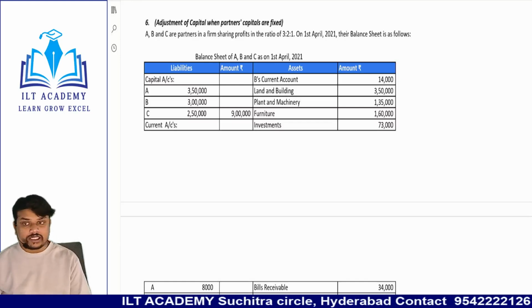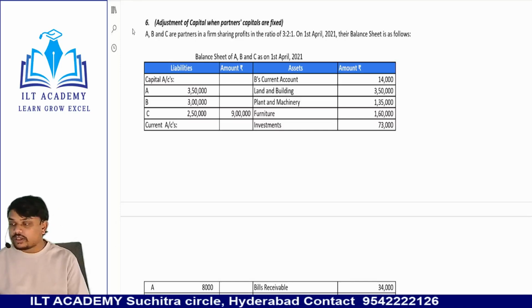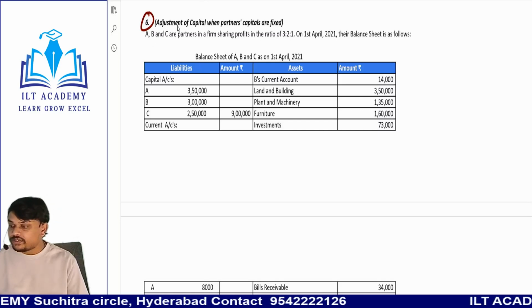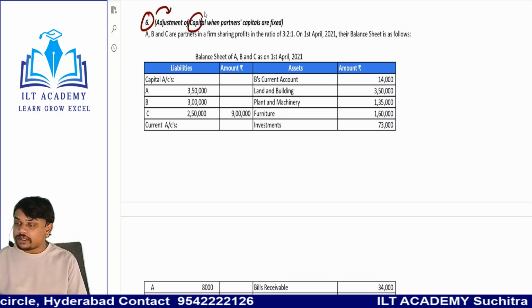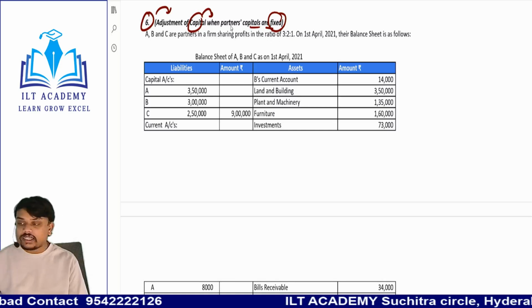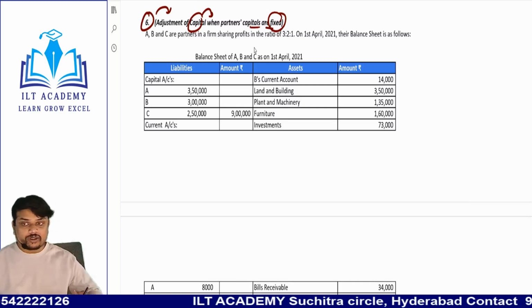Now let us continue with the next second session on admission of partnership. Now we are going to do the 6th and 7th sums, which are very important in this session. Our 6th problem consists of adjustment of capital when partner capital accounts are fixed, and how to adjust the capitals. This question we are going to do now.